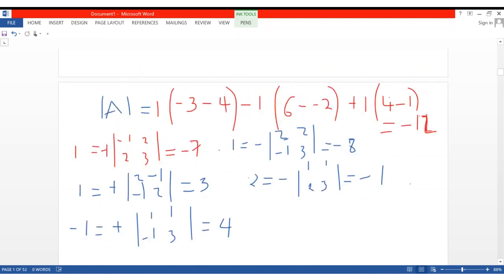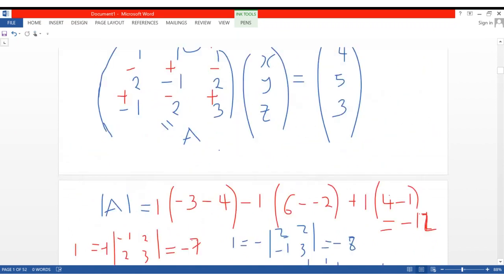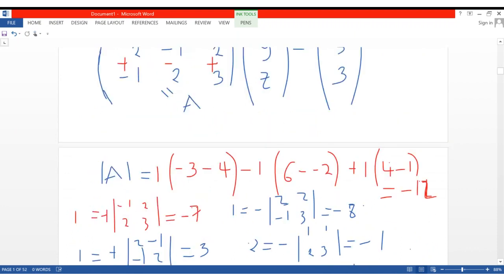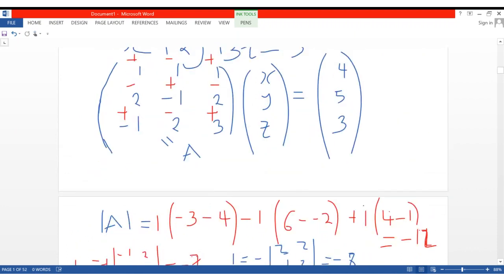Then you go to the element 2. There's another element 2. The sign here is negative. Then when you block that row, you remain with what? You remain with the row and the column. You remain with 1 1 negative 1 2.